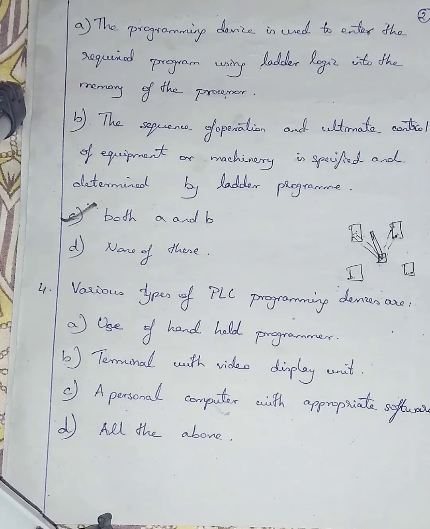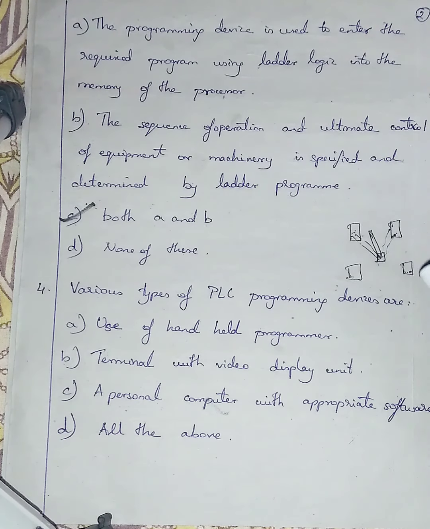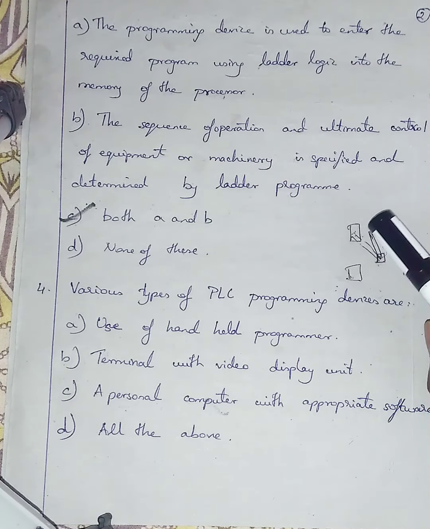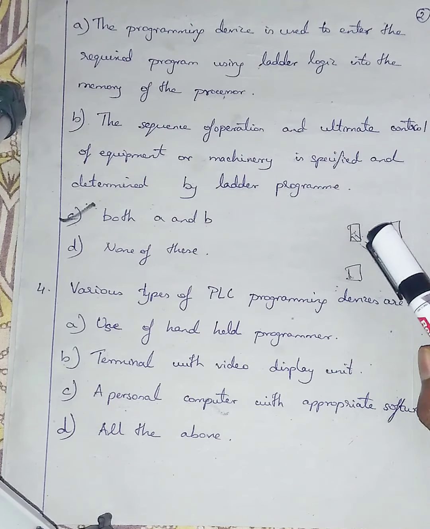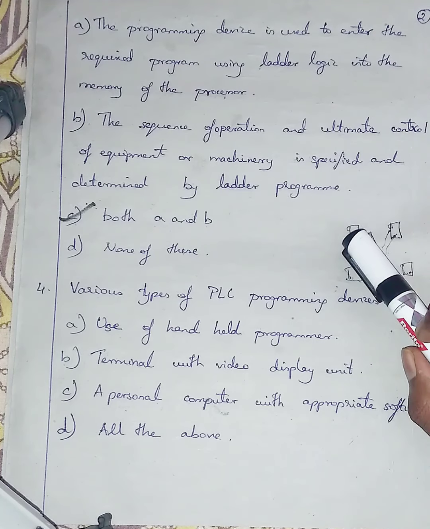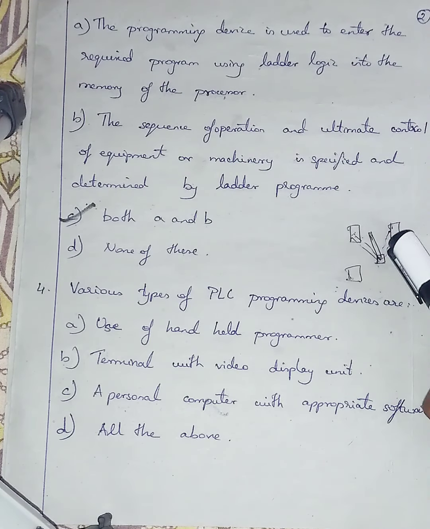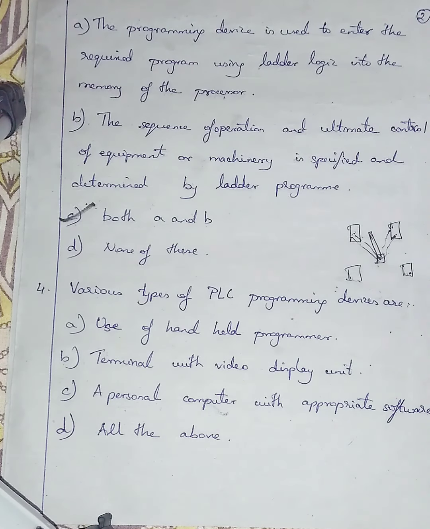Sequence in operation and ultimate control of the equipment and machinery means, if you are controlling a robot and this program is for the left arm, then the left arm will be executed. If this is for the right arm, then the right arm will be executed. If it's walking, left leg first or right leg first, all of that is controlled by this programming device. Okay, option number C, both A and B.